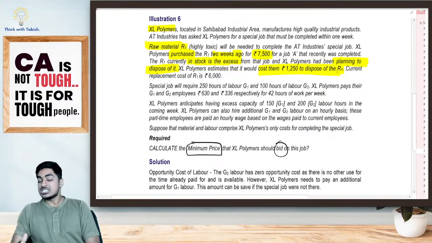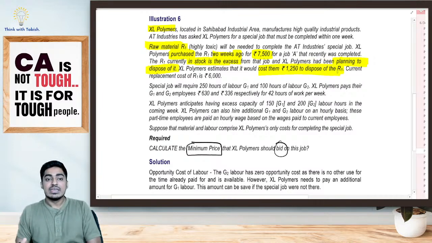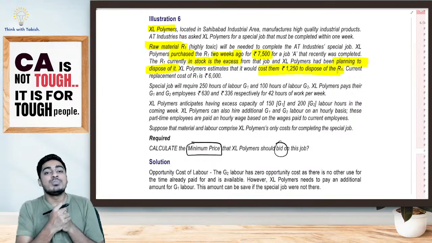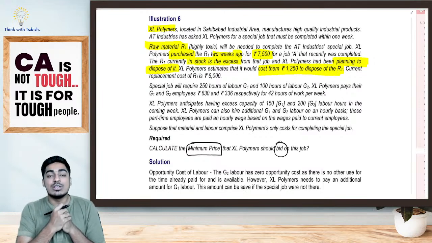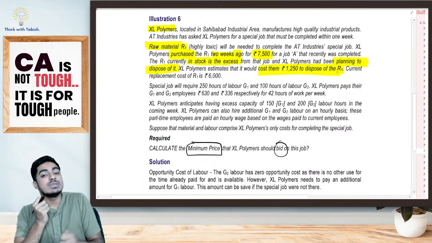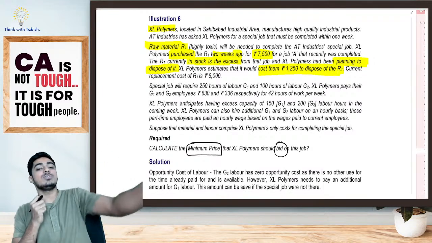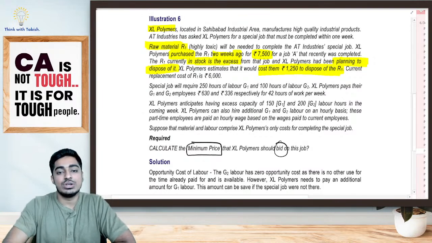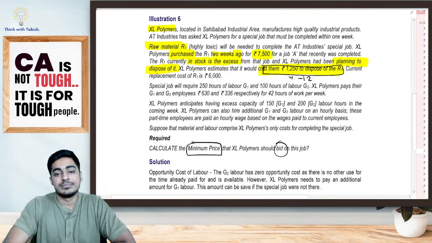So if this special order was not there, we had this raw material R1, what should we have done? We should have disposed of this R1. How much would we have incurred? Otherwise, when we sell goods for scrap, we get the money, but now we have to pay money. How much did we have to pay? 1,250 we had to pay. So this 1,250 is going to be relevant, minus 1,250.